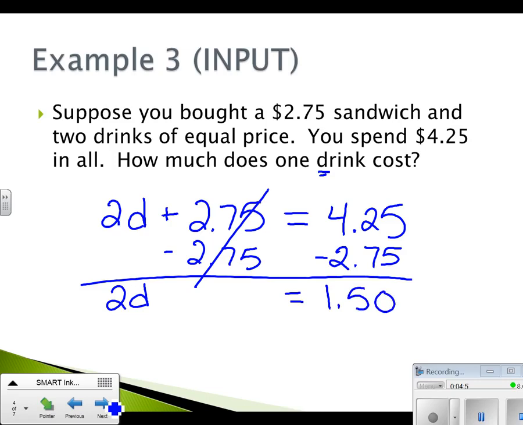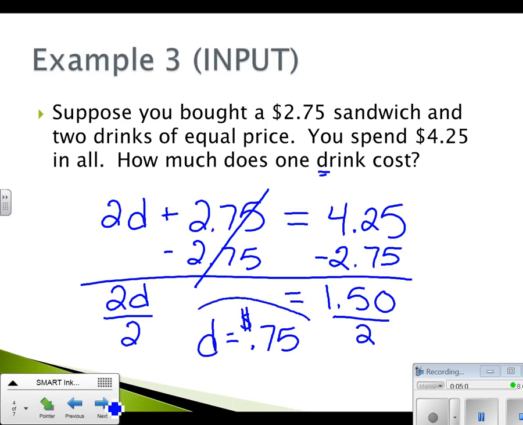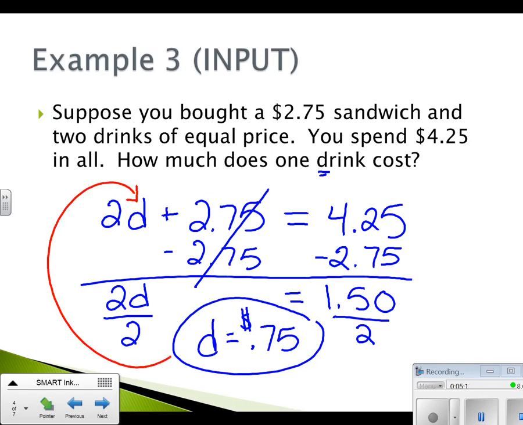Then to undo multiplying by 2, do the opposite, divide by 2 to both sides. So a drink costs 75 cents. You can check your work. Take 75 cents times 2 plus $2.75 and you get $4.25.